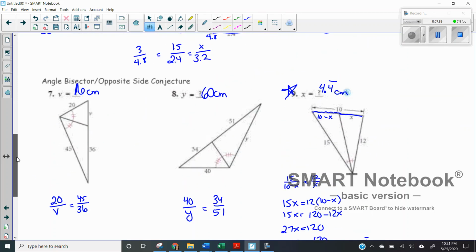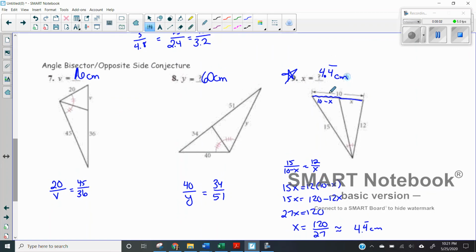Okay, and then you could calculate the other one, right? It would just be, what, about 5.6, not quite 5.6, because those had to add to 10 together.